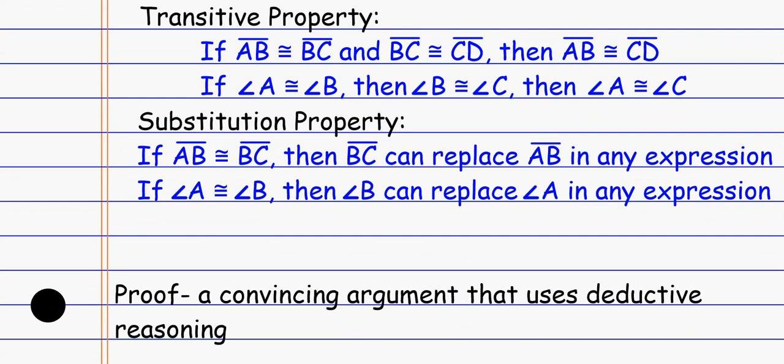The substitution property: if segment AB is congruent to segment BC, then segment BC can be replaced by segment AB in any kind of expression or situation. All right, and it's the same thing with angles. If two things are congruent, I can substitute in and out. All right. So now let's get to formal proofs.